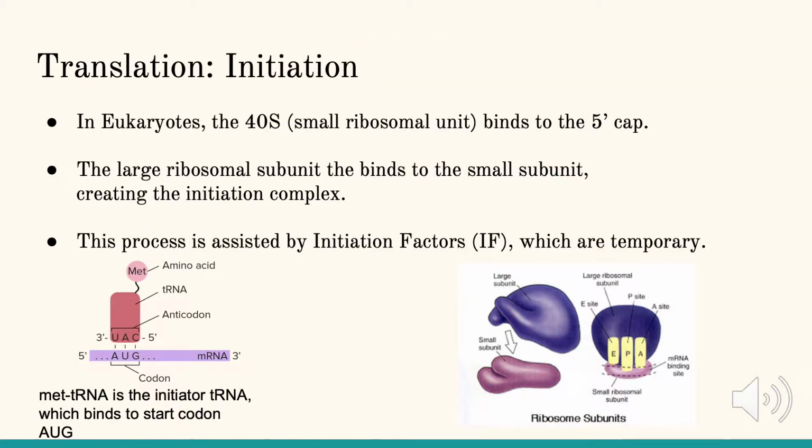So the first step is initiation. In eukaryotes, the 40S, or the small ribosomal subunit, binds to the 5' cap. The charged initiator tRNA binds to the AUG codon, with the initial amino acid being methionine. The large ribosomal subunit binds to the small subunit, creating the initiation complex.